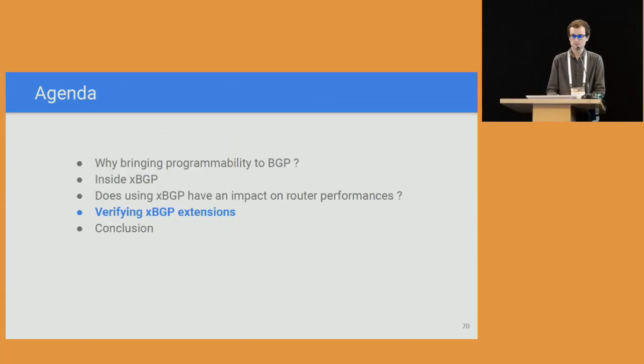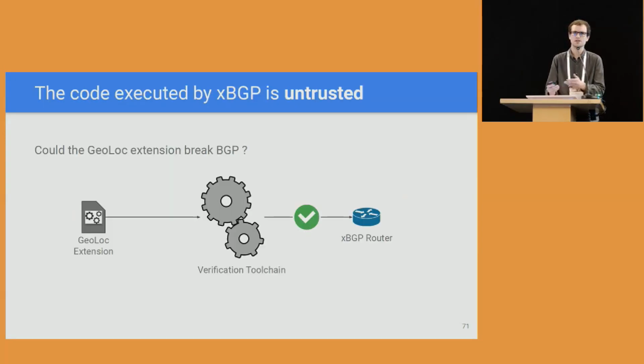So the last thing I would like to share is, now we have something to add a new feature inside routers, but the code that is executed and written by the operators is untrusted from the point of view of the routers. And so if I take back my geographical location extension, maybe this one has not been correctly written. There are some corner cases that I did not think of during the development process. And so this could crash the routers, and this is something we do not want, because routers are generally expected to run 24 hours out of 24.